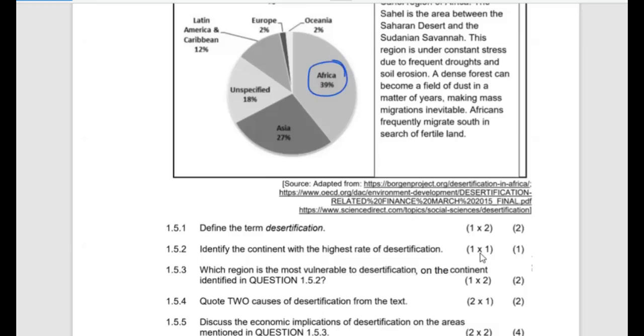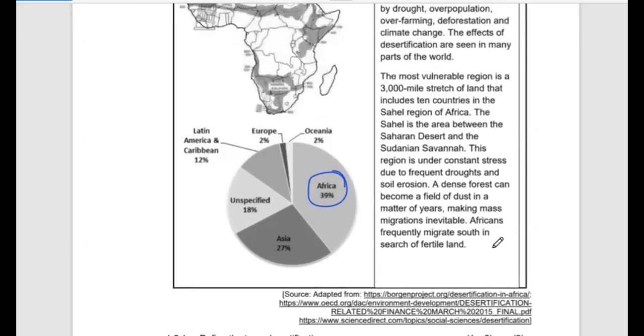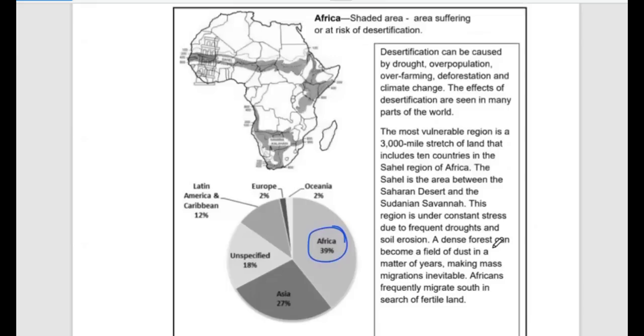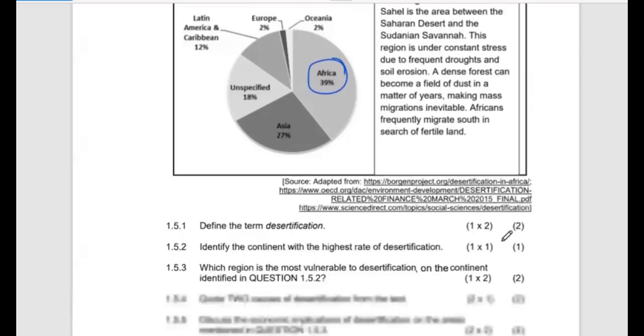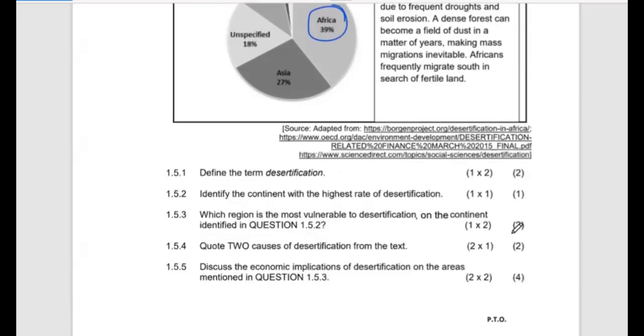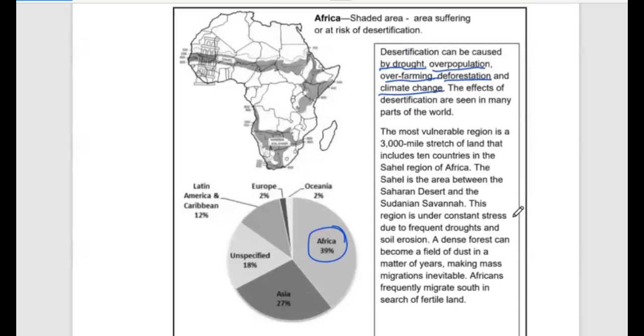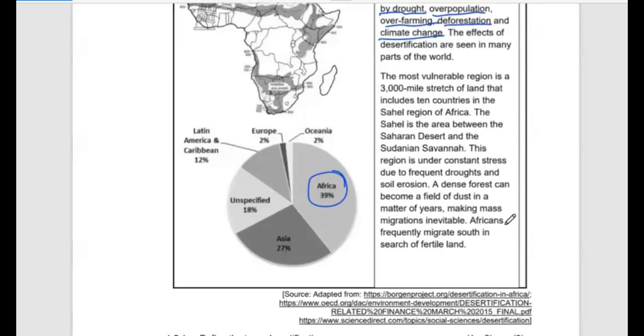Quote 2 causes of desertification from the text. We go to our text and just try to identify. Desertification can be caused by drought, overpopulation, overfarming, deforestation, and climate change. Those are the causes of desertification according to the extract. You just have to extract 2. We have 1, 2, 3, 4, 5 of them. We just extract 2 from those 5.